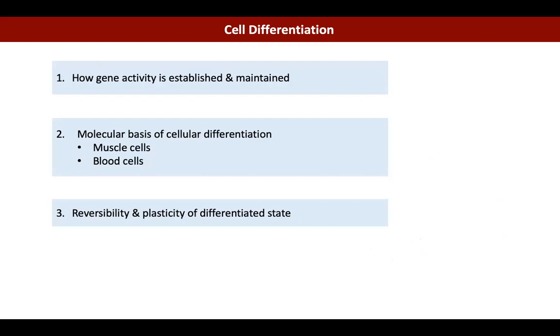In differentiation, you've already learned how gene activity is established and maintained through epigenetics and through extracellular signals. Today we're going to go into more detail on the molecular basis of cellular differentiation, and we'll take the example of muscle cells, blood cells and a couple of other cell types. In Thursday's lecture, we'll cover the reversibility and plasticity of the differentiation state.